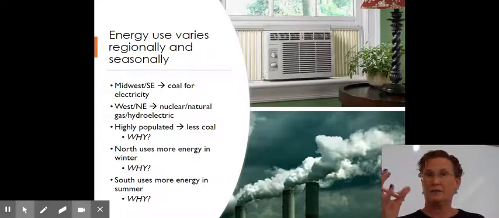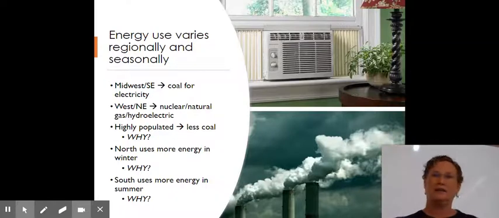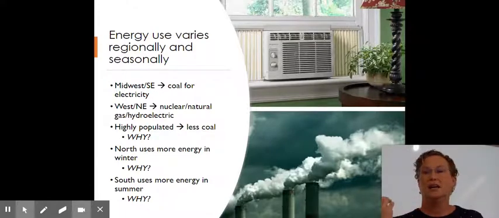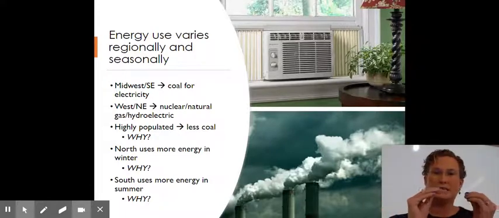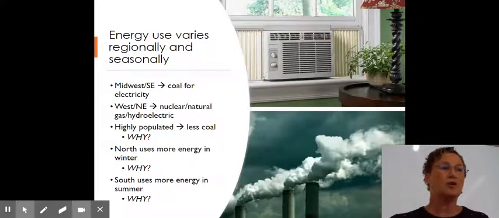You don't just find electricity. It's not like electricity from the sky, not like static electricity, and not like lightning. We use these energy sources to create the electricity. Okay, so they use coal for electricity in the Midwest and Southeast.